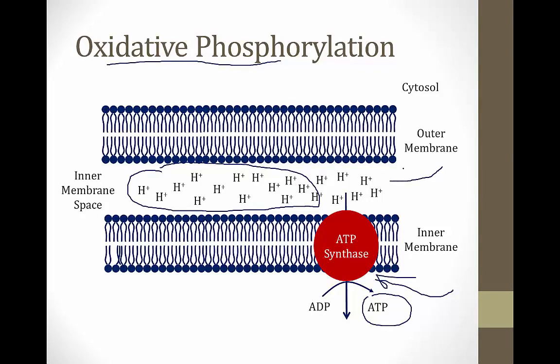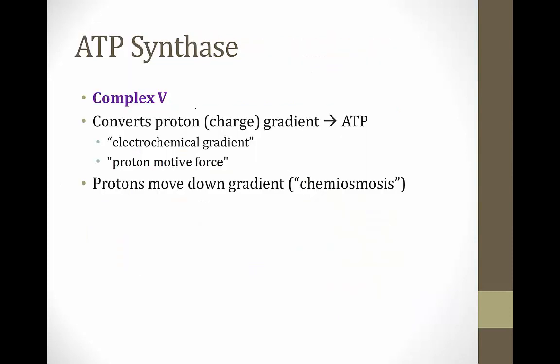There's a lot of energy stored inside all these hydrogen ions from this gradient across the membrane, and that energy will be used to drive the synthesis of ATP. Let's talk in a little bit more detail about ATP synthase. As I said before, it's also called complex 5. Remember, everything involved in electron transport and oxidative phosphorylation has more than one name.